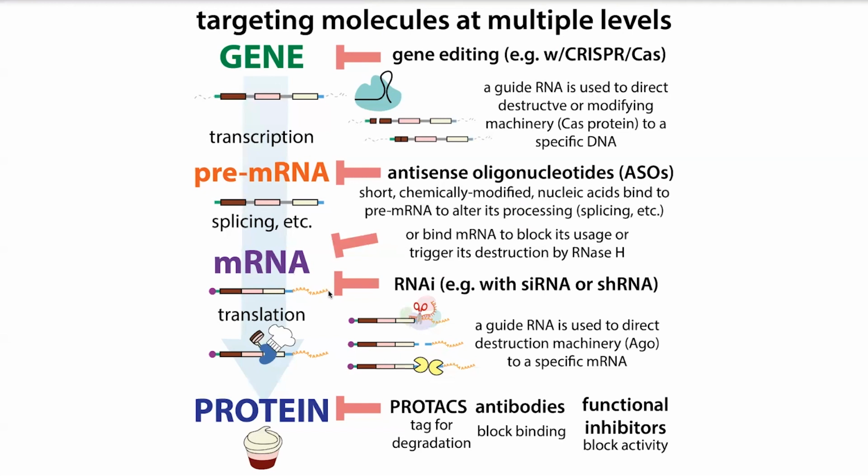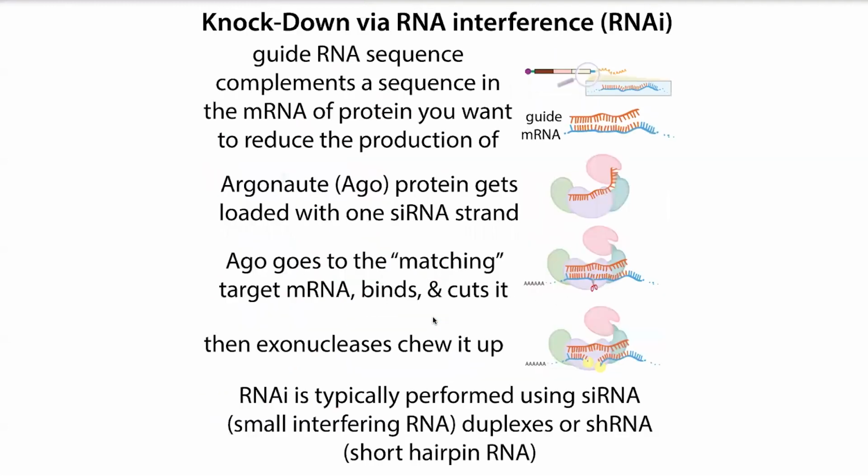Another thing that targets the messenger RNA is RNA interference, or RNAi, such as with small interfering RNA, siRNA, or short hairpin RNA, shRNA. In the case of these, you're also using RNA that's going to specifically bind to a sequence. So you are using an antisense RNA, but how it works is a totally different mechanism. It binds to a protein called Argonaute, or AGO, and then it directs AGO to that site. And then AGO is going to cut the site and chew it up.